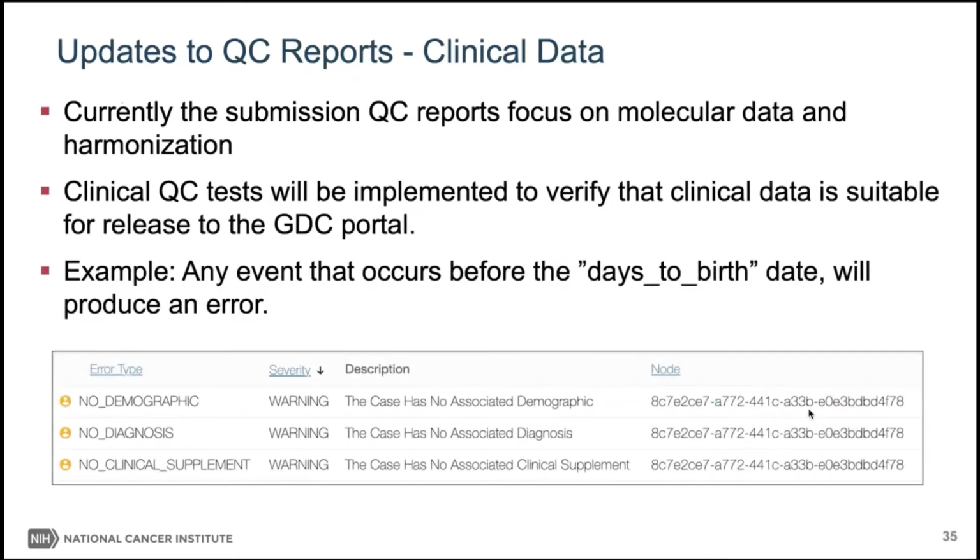In addition to that, we will be doing some updates to the QC reports for clinical data. Now, the clinical QC reports I was showing you back in the submission section of this presentation focus mostly on molecular data and harmonization. If the data doesn't look like this, it can't be harmonized. But there are some more mistakes that can be made, most notably with clinical data. These QC tests will be implemented to verify that clinical data is suitable for release in the GDC portal. Harmonization can happen beforehand, but when release happens, we want to make sure the clinical data is in good shape. An example of this would be any event that occurs before the days to birth date will produce an error because that doesn't make any sense.